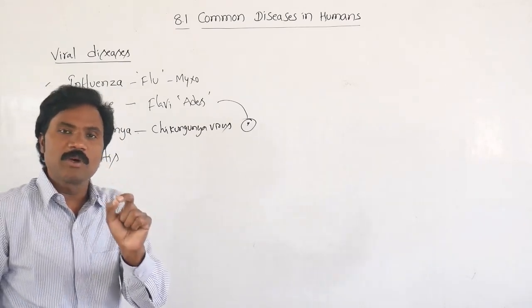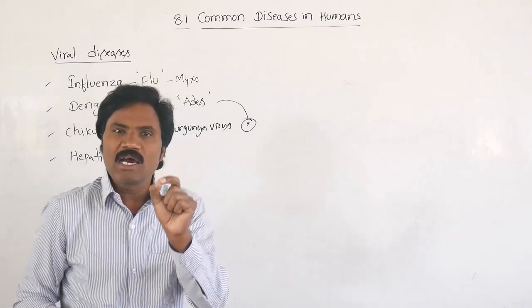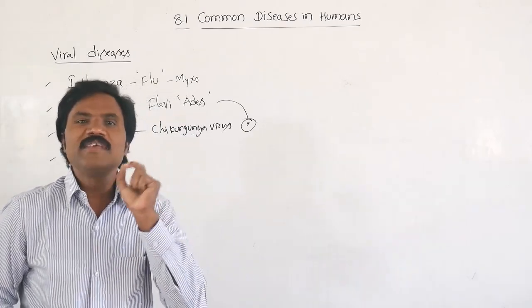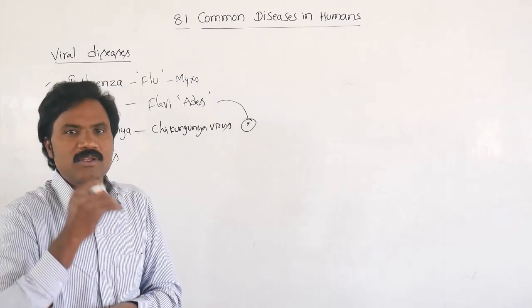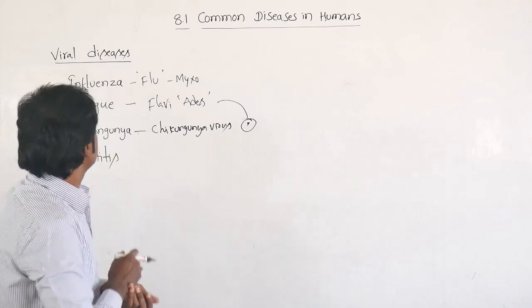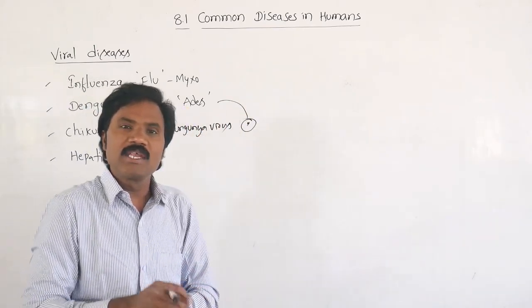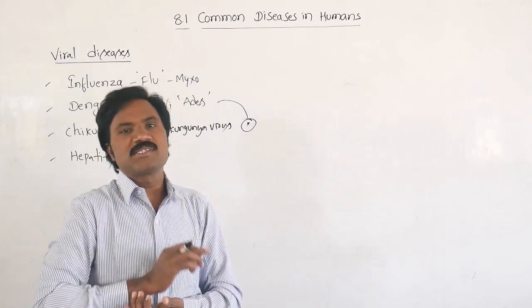This is an important exam point. What type of viral diseases are normally transmitted through the Aedes mosquito? Your answer is dengue as well as chikungunya. But what is the test to confirm dengue fever? That is the tourniquet test.